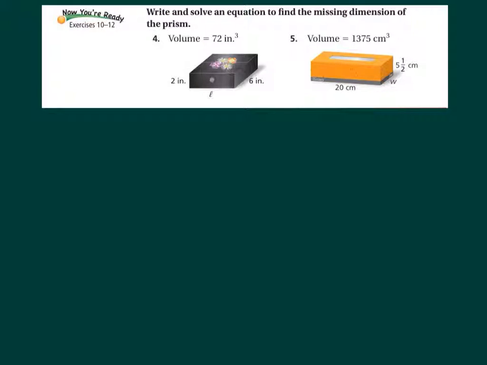All right, so we do have a couple of problems for you guys to try before you move on to your homework. They're like the last example that I just did, so go ahead and pause the video. Again, notice that you have to plug into the volume formula. Volume equals length times width times height. They're all hooked by multiplication. So really all you have to do is divide by the ones that you know, and you'll get your answer. So go ahead and try 4 and 5. Pause.